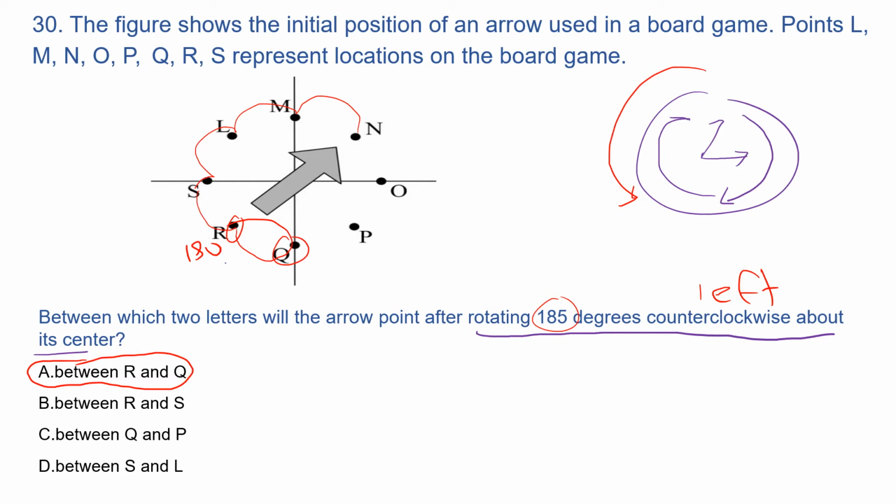If it would have said clockwise, we would have gone around the other way and it actually would have ended up between R and S. But since it said counterclockwise, we go back to the left. Just a little further past that 180 degree mark.